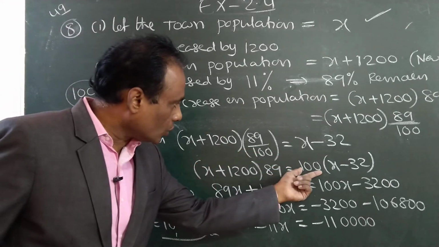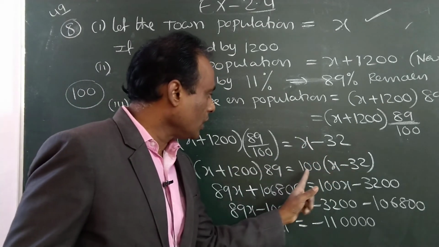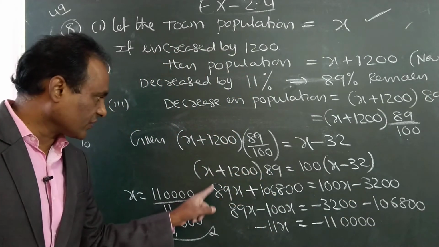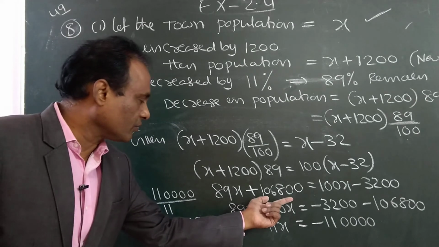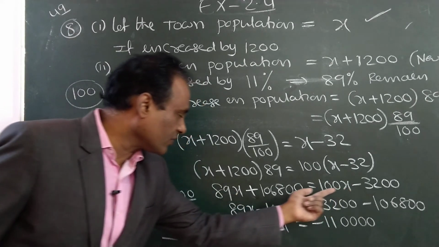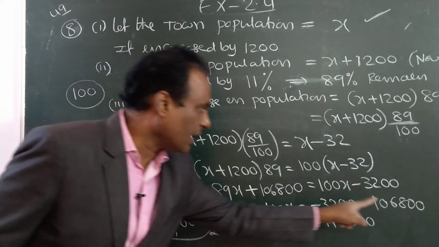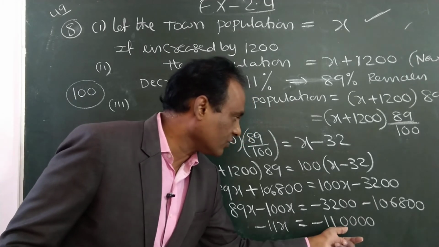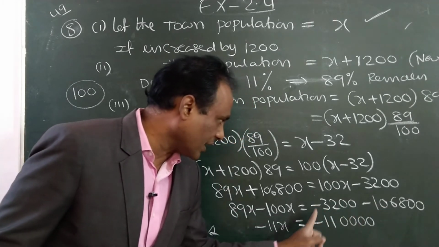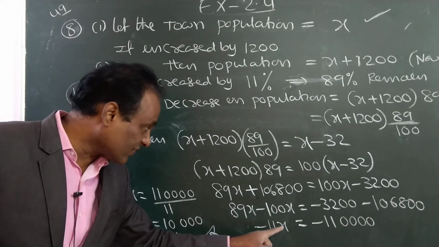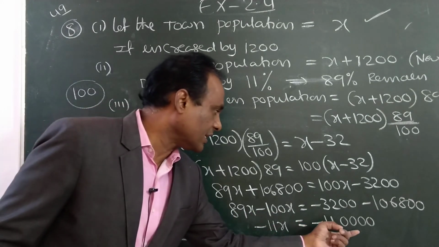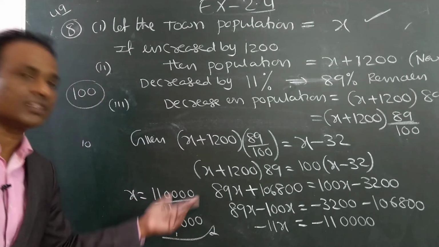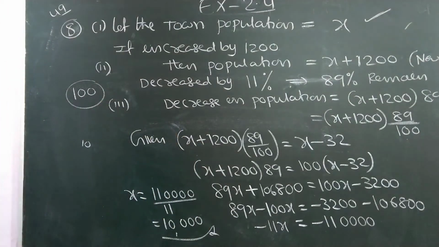The denominator will become 100 into x minus 32. 100 into x, 100x, 100 into 32, 3200. 89 into x, 89x, 89 into 1200, this much. So 89x, 100 this side, minus 100x, plus this side minus. Minus minus is the same, so 3200 plus this is 11,000. You add these two because they have the same signs. 89 minus 100 is minus 11. So minus minus cancel. 11 will be in the denominator and 11 cancels. So 10,000 is the population. With this, the exercise is over.